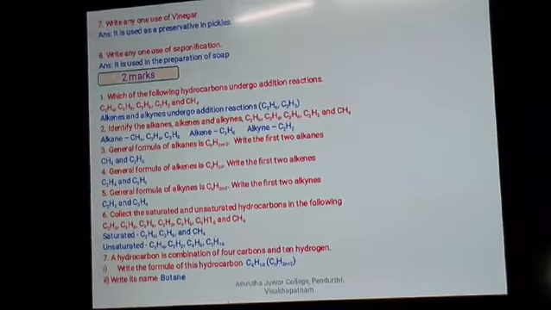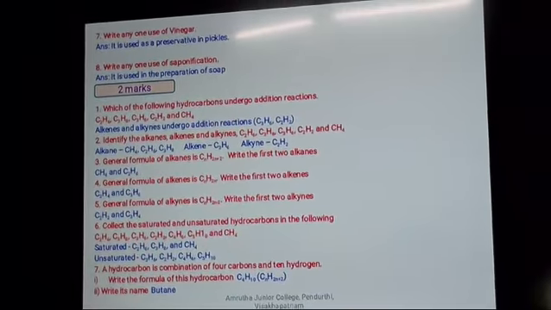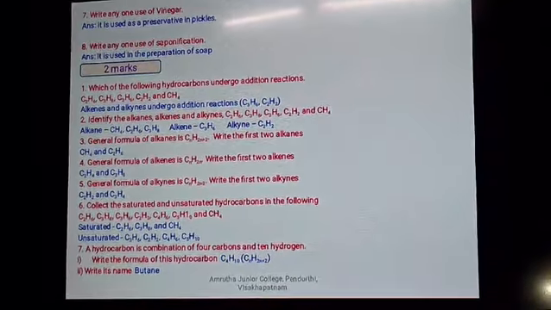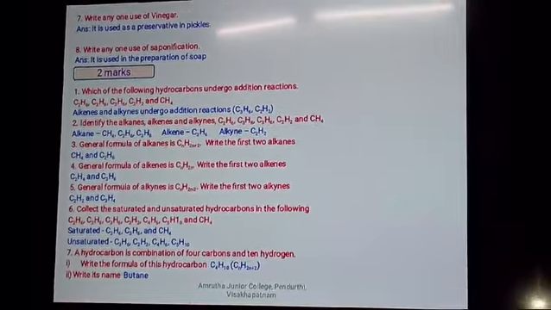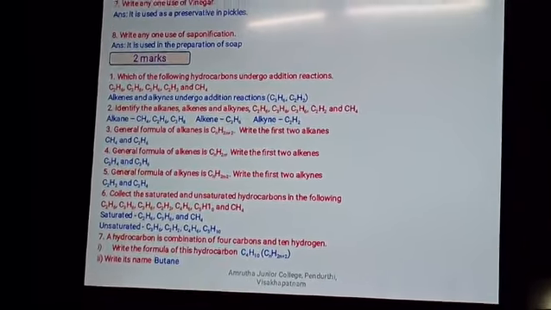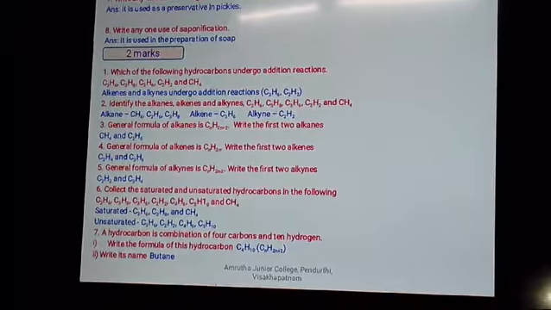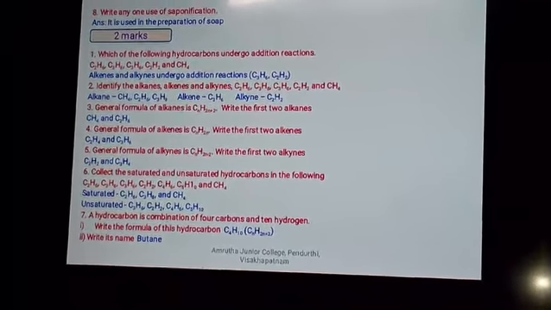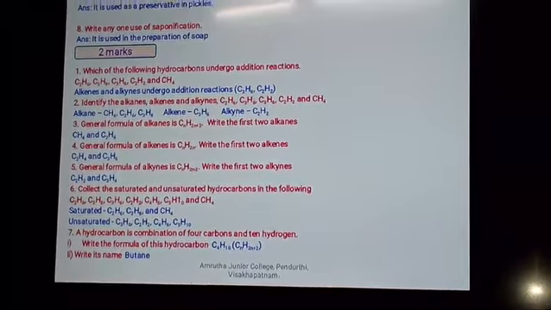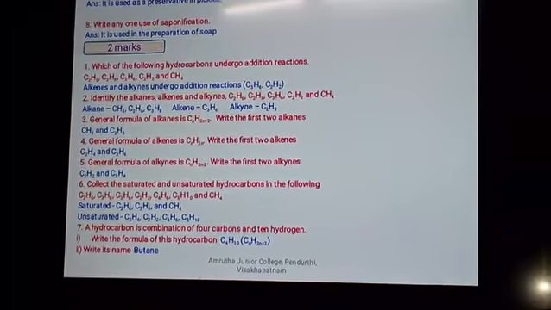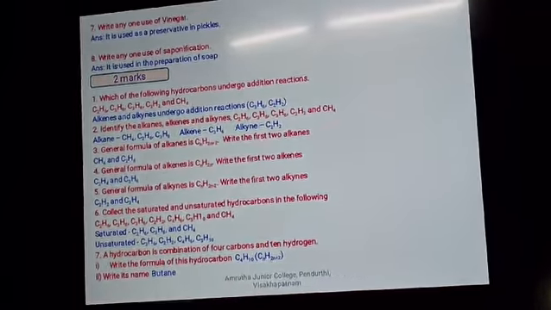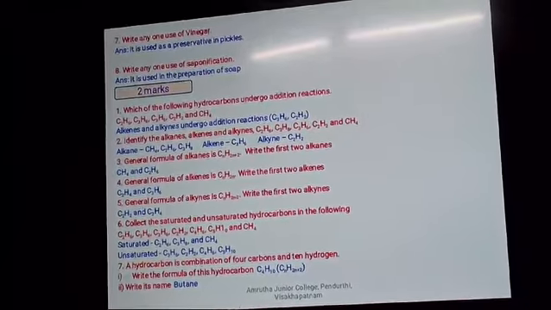Coming to the 2 marks questions: which of the following hydrocarbons undergo addition reaction? Hydrocarbons are nothing but compounds containing carbon and hydrogen. From the given C2H6, C3H8, C3H6, C2H2 and CH4, based on the general formulas CnH2n+2 for alkanes, CnH2n for alkenes and CnH2n-2 for alkynes, alkenes and alkynes undergo addition reactions as they have pi bonds.